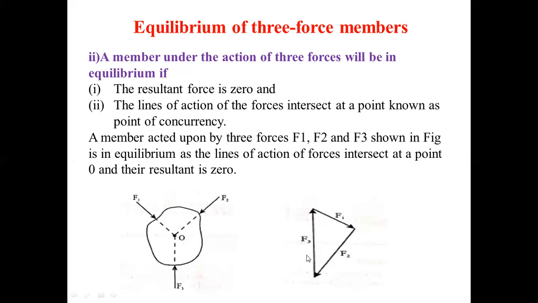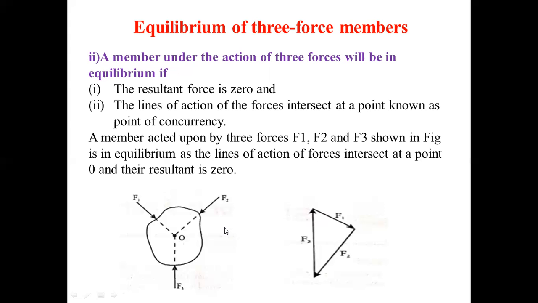Now to find F1, F2, F3, for any one of the forces we should know the direction as well as the magnitude. It may be F3, that is the magnitude, and the direction you should know for any one of the forces, and the remaining we can find out with the help of this force polygon. Next, come to the next slide.